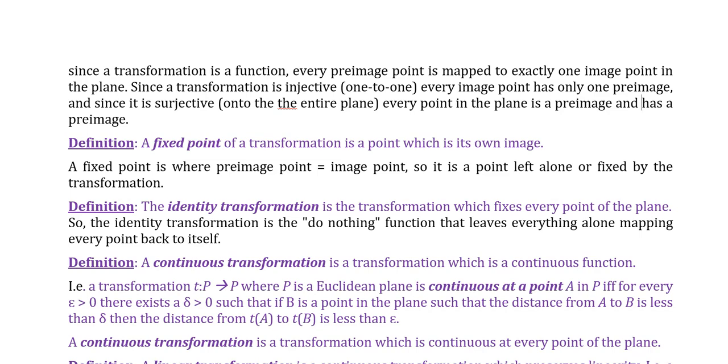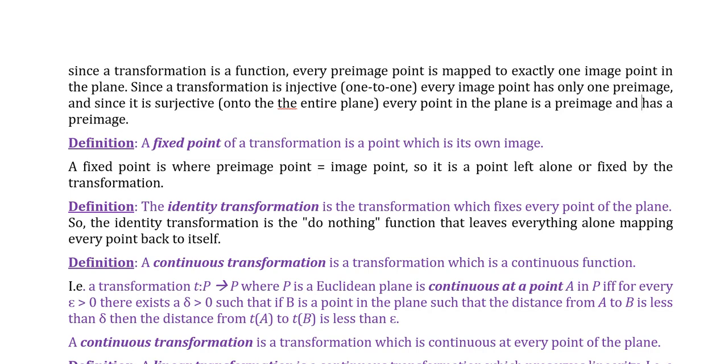All right, so now a fixed point of a transformation is a point which is its own image. It's a point that doesn't move. So a fixed point is a point where the preimage point equals the image point, so it's a point that's left alone or fixed by the transformation. The identity transformation is a special transformation which fixes every point of the plane. So the identity transformation is really the do-nothing function that leaves everything alone, mapping every point right back to itself. Absolutely nothing moves.